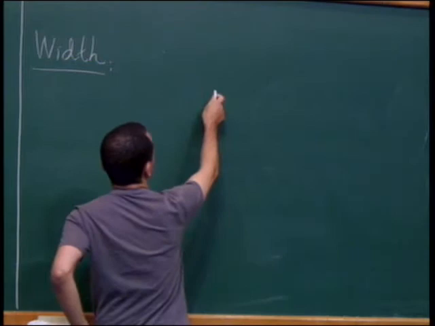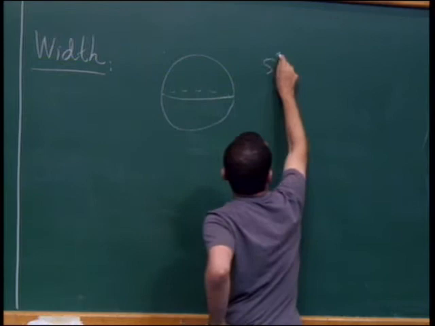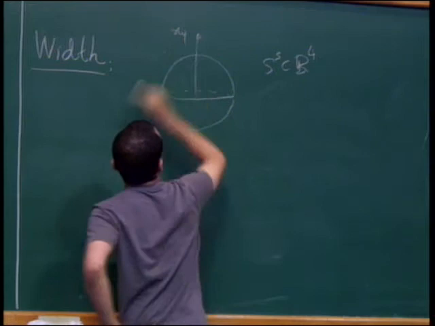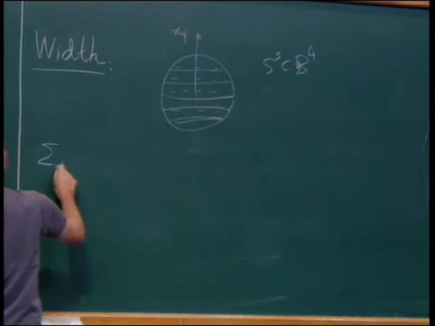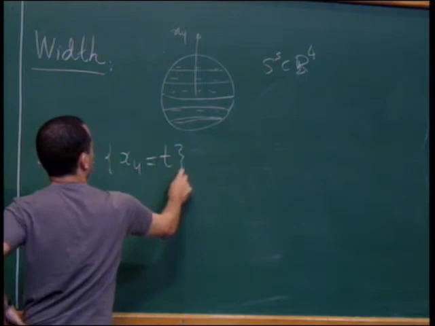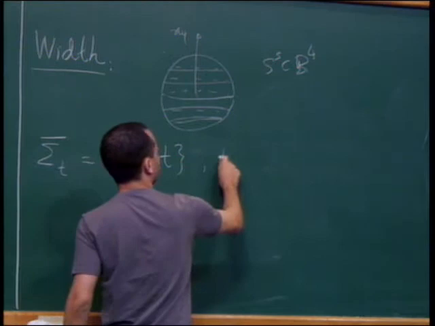So the idea is the following. You look at the standard sphere, sitting inside R4. Let's say this is the x4 axis. There's a standard foliation of the sphere, which is given by the level sets of the coordinate function. Let me denote this by sigma t bar. This is the set of points where the height function is equal to t, where t goes from minus 1 to 1.